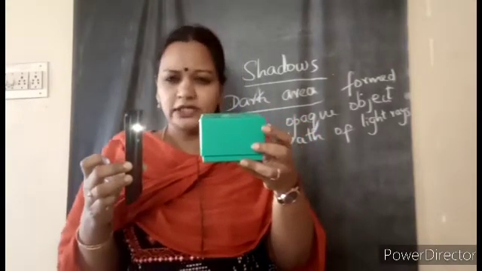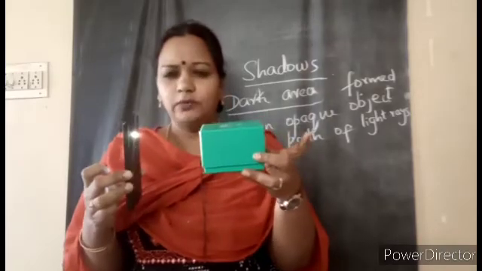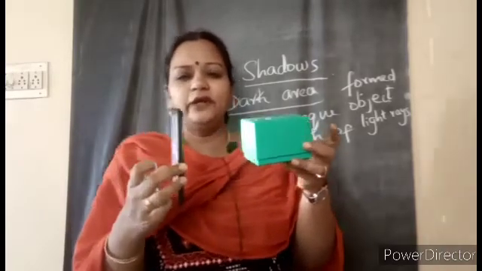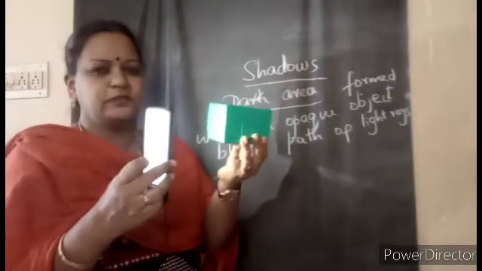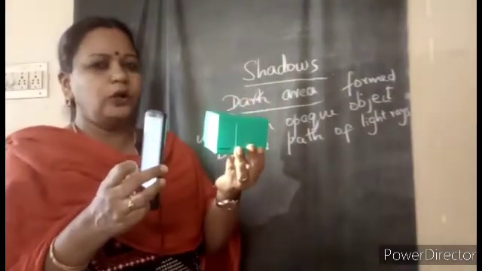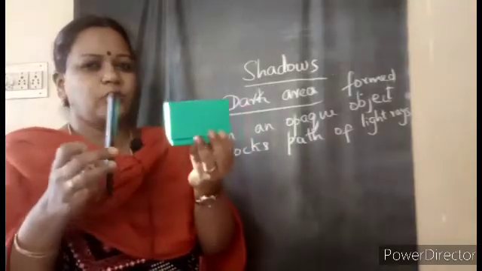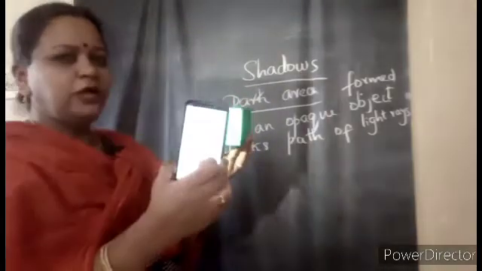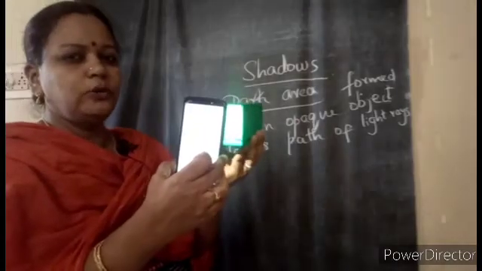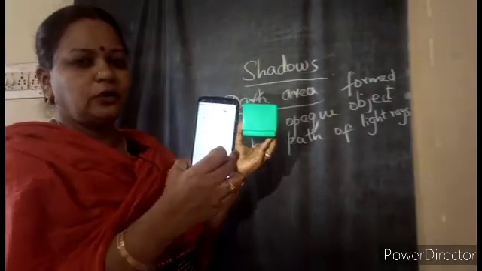Are you all able to see the shadow, children? Where is it formed? So now see, I will hold it in this way. I hope you all are able to see the shadow of this box on the board. Yes, children, on the board you can see it even more clearly now, and you can see the shadow by moving this.